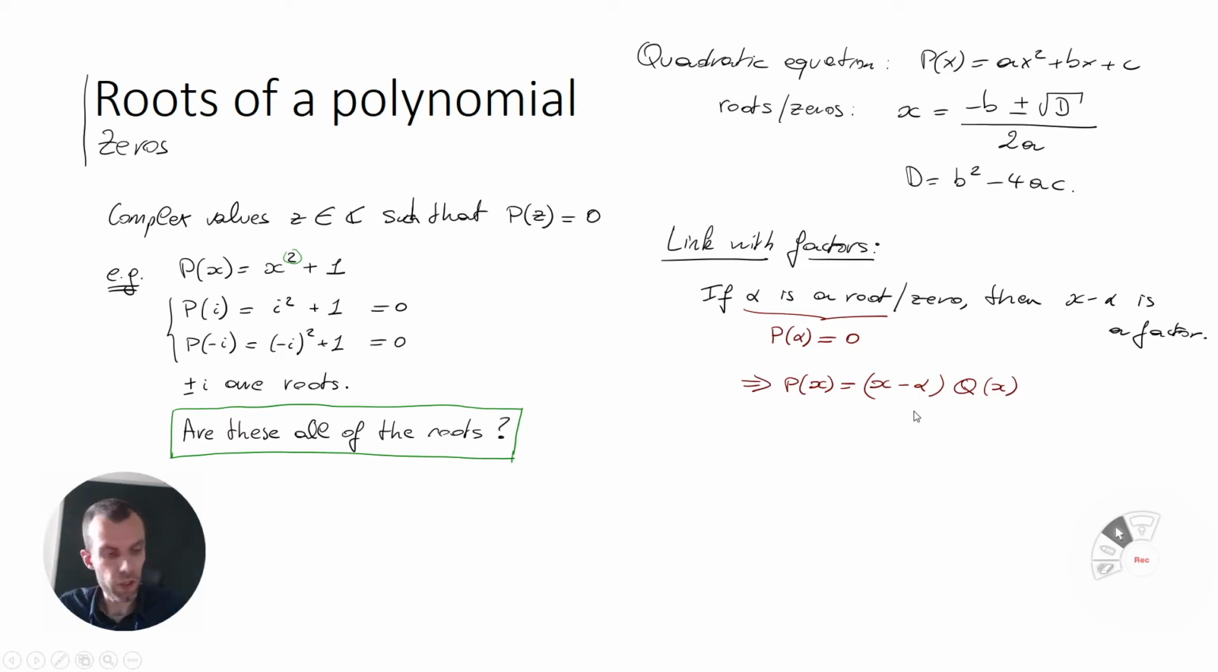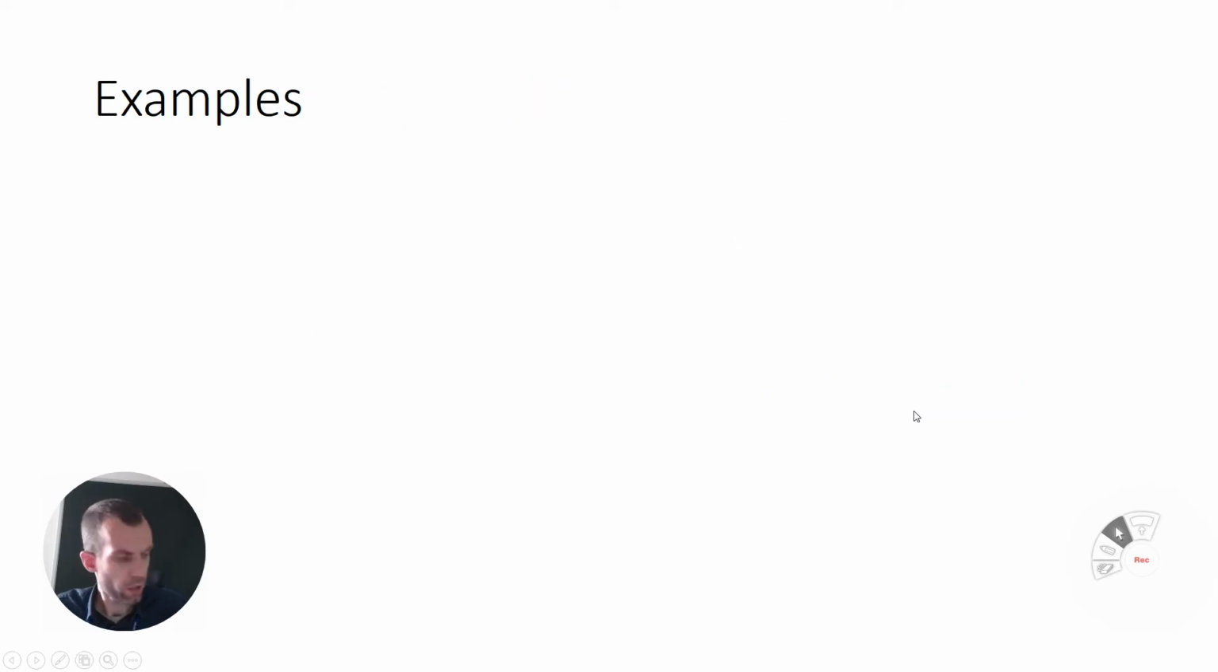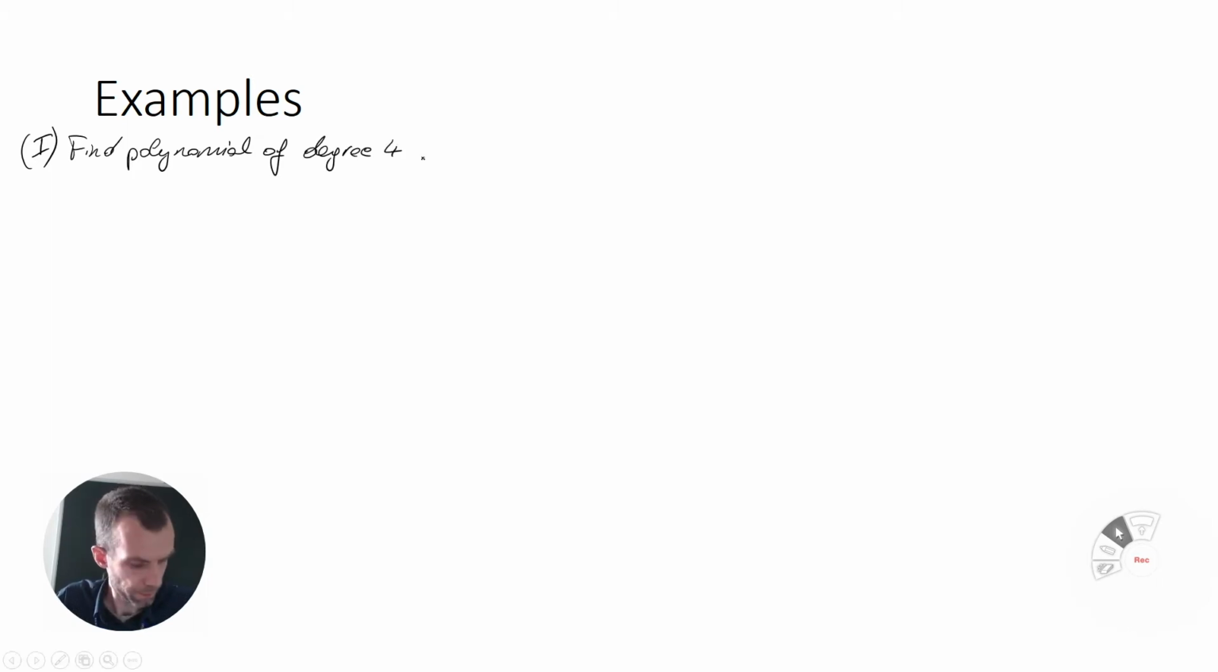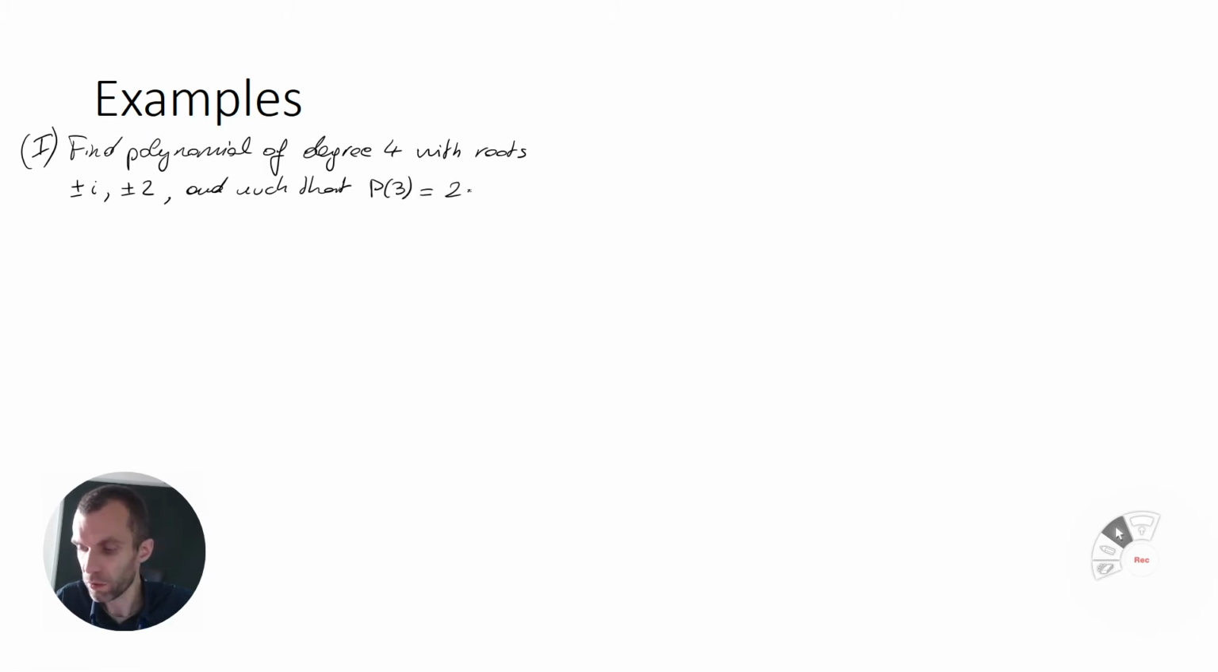So let's put these definitions and the remainder theorem together for a couple of examples. So for the first example, let's try to find a polynomial of degree 4 with roots plus and minus I and plus and minus 2, so 4 values in total, and such that p of the value 3 is equal to 25.